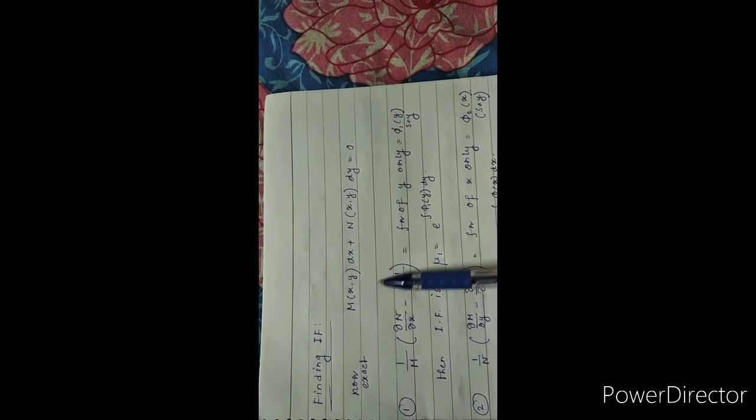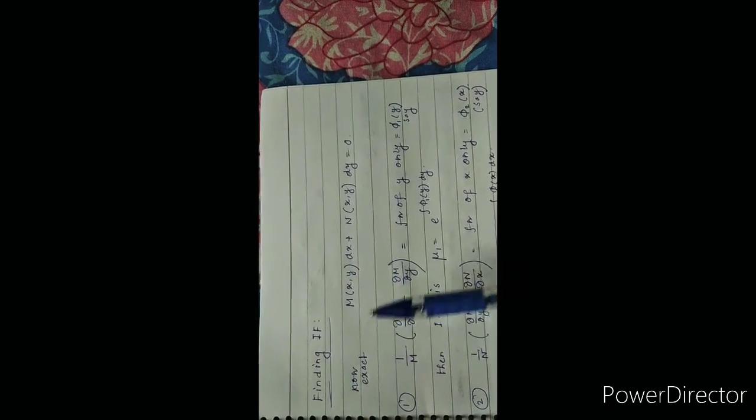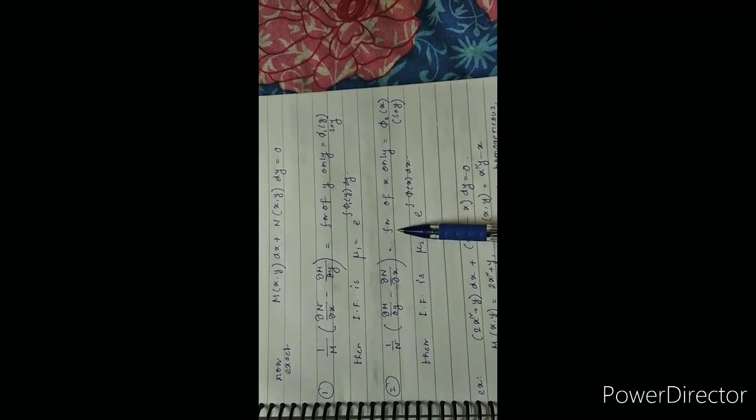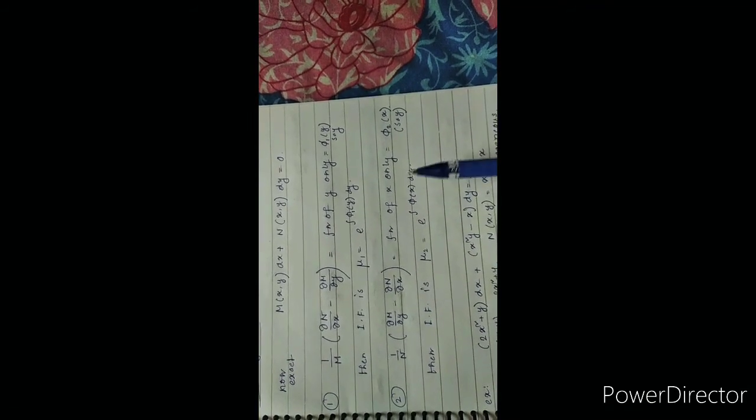φ1 is nothing but this expression, provided this function is a function of y only, with no x. Likewise, you can also check (1/N)(∂M/∂y − ∂N/∂x). If this is a function of x only, then the integrating factor μ2 = e^(∫φ2(x) dx).